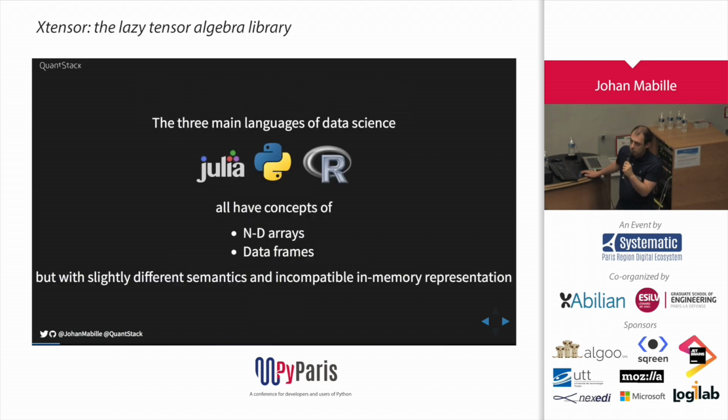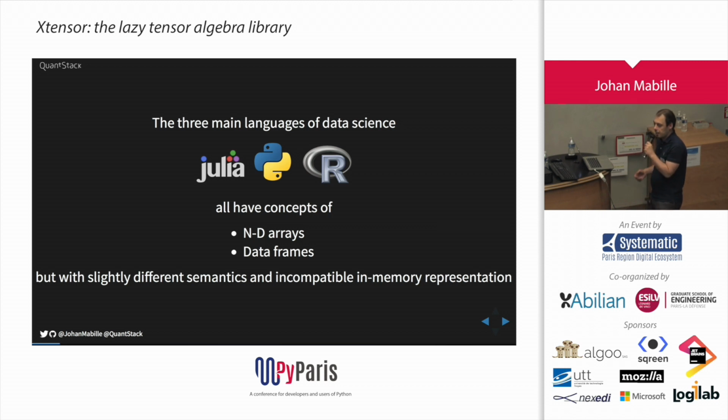Before I dive into what xtensor is and how it works, I would like to bring a little bit of context about why we are doing what we are doing. It's not because we can do it. It's also because there is a real need for such a library. The three main languages used in data science are Julia, Python, and R, which together gave the name Jupyter. And they all have the concepts of multidimensional arrays and data frames.